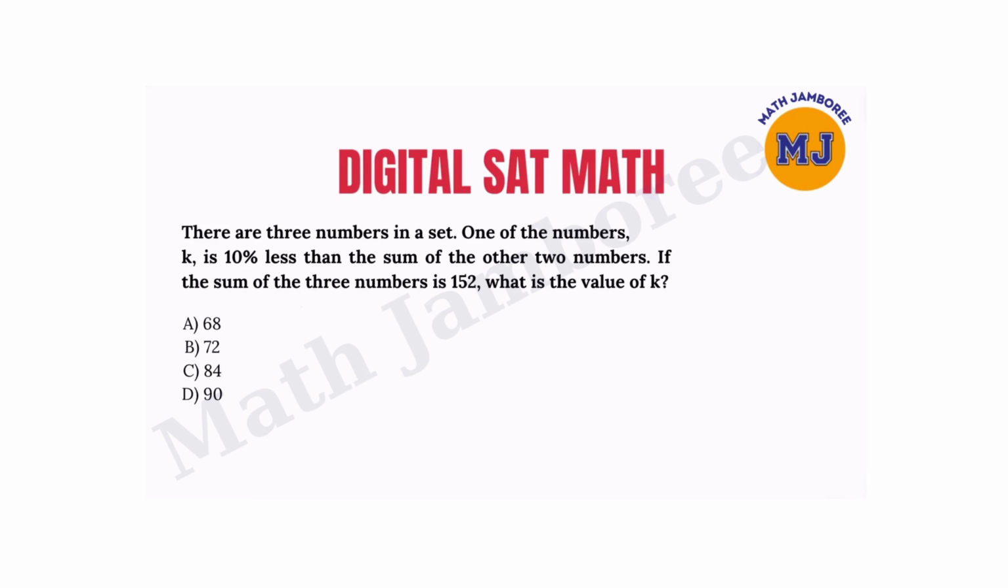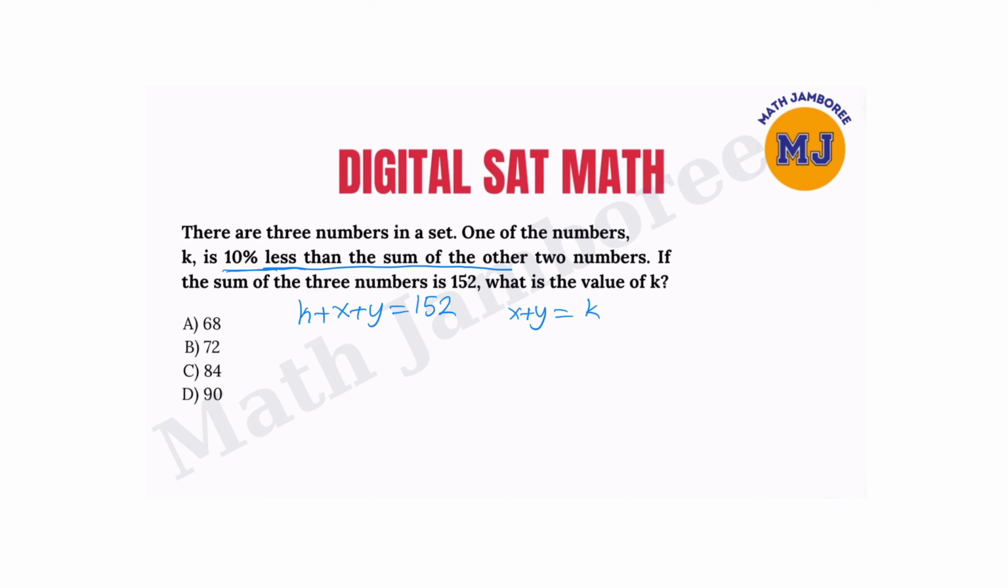To solve this, let's set up the equations. k plus, let's say x and y for the second and third variables, x plus y, is given as 152. To find the value of k, there is also another piece of information given. k is 10% less than the sum of the other two, x plus y.